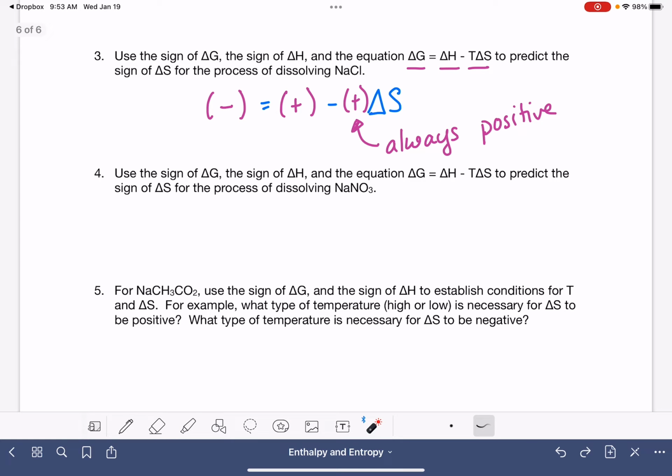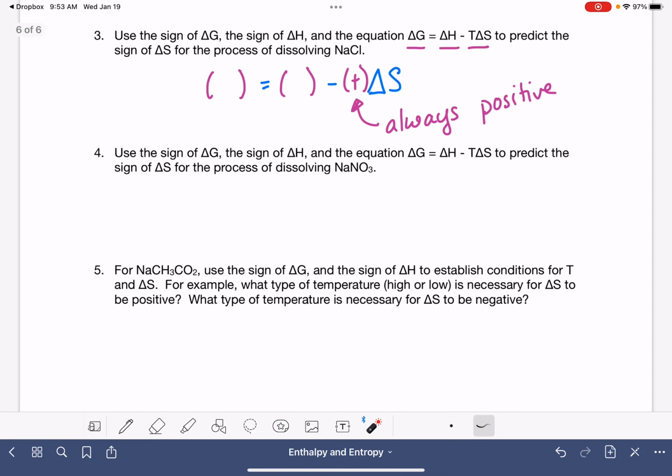You're going to do the exact same thing for NaNO3. So you're going to look at your data, you're going to plug in the sign that you predicted for delta G, plug in the sign that you predicted for delta H. T is always going to be a positive number. Make a prediction about delta S. I want to get rid of these because I just made those up and I don't want to be confusing anybody about those signs. They may or may not be wrong. I just randomly made them up. So same thing down here, just plug in your signs. T is always positive, and make a prediction about the sign of delta S.